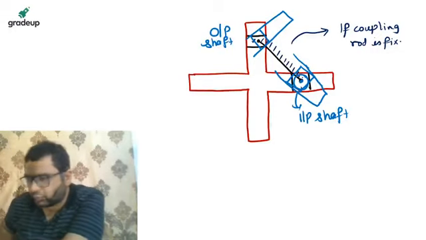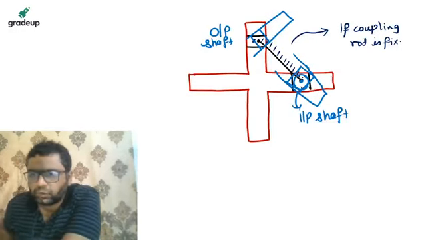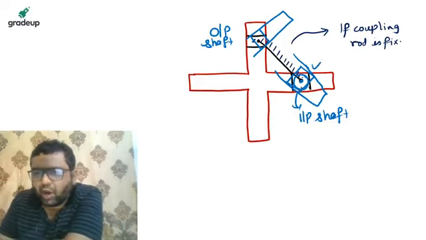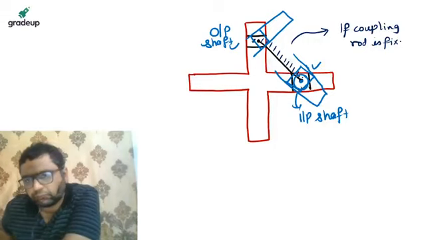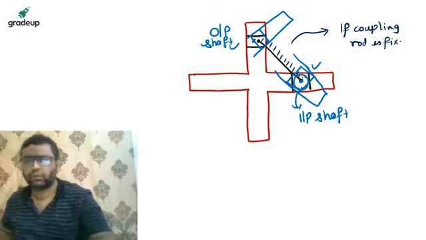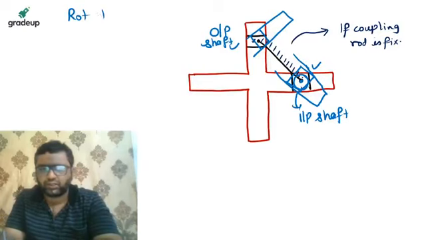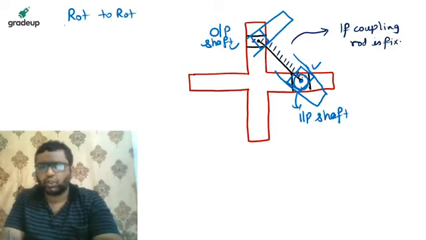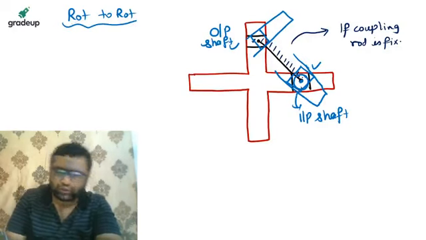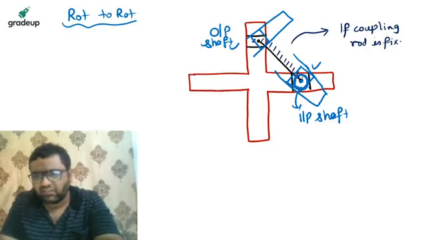Hope you are getting it clearly. So if input motion is given here, output you will obtain here. Are you getting it? Here the motion we are getting is rotation to rotation. You know that couplings are also used to join two shafts. So here we are joining two shafts. This is the driver shaft, this is the driven shaft.